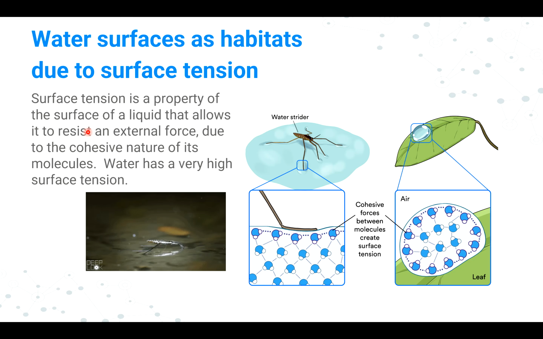Let's talk about surface tension. On the water surface, there are some organisms for which the surface acts as a habitat, and they're able to grow and stay just because of surface tension. Surface tension is a property of the surface of a liquid that allows it to resist an external force due to the cohesive nature of its molecules.